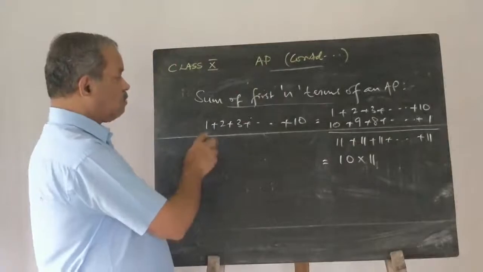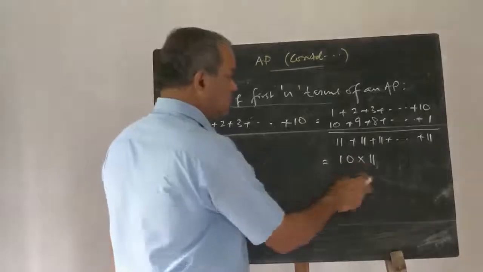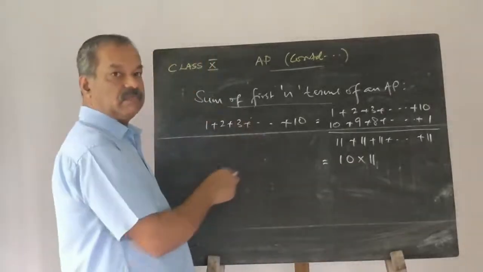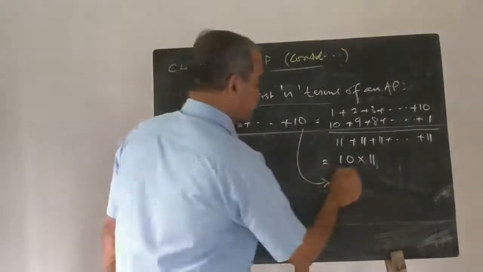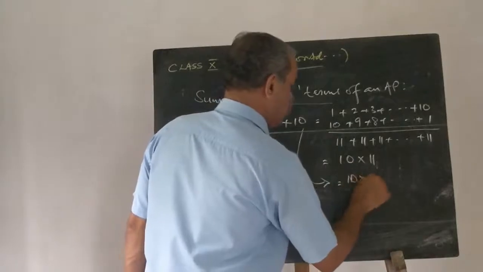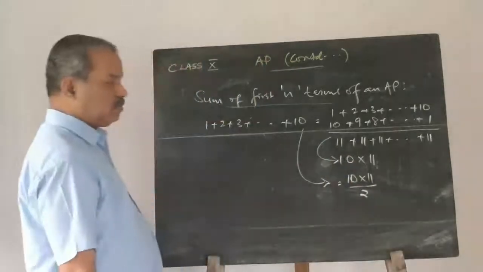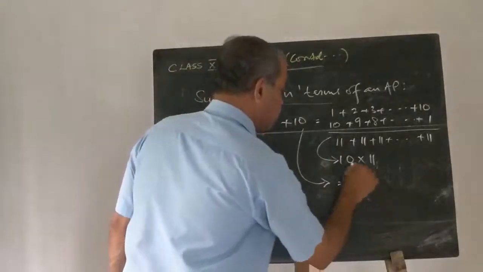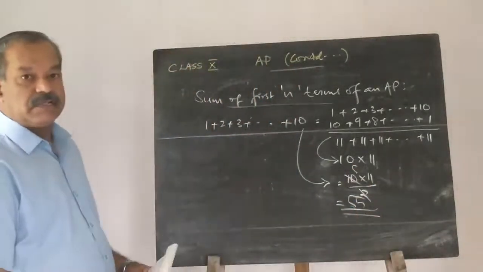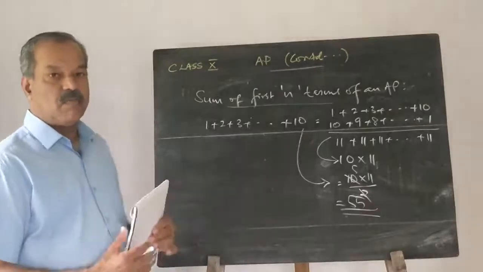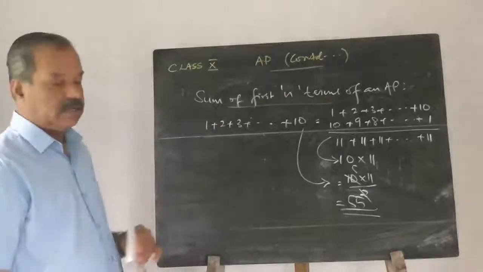Now we require only the sum of the natural numbers 1 to 10. Here we have twice the sum which we require. So the sum is equal to what? 10 into 11 by 2, equal to 55. This method can be used to find the sum of the first n consecutive terms of an AP. Let us see how.